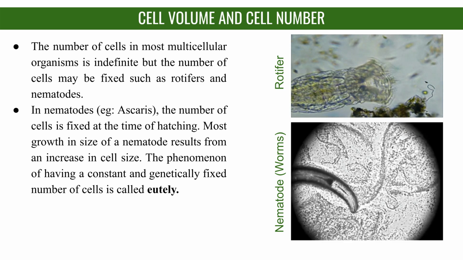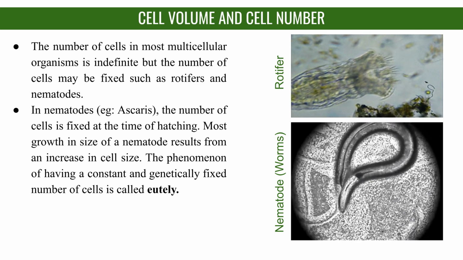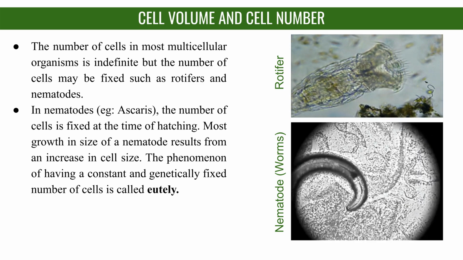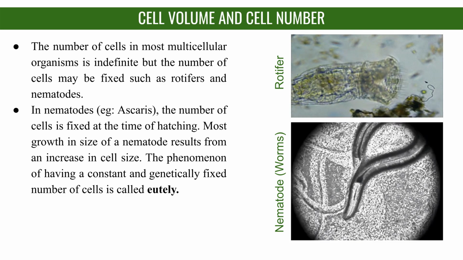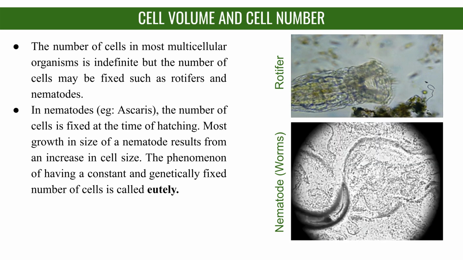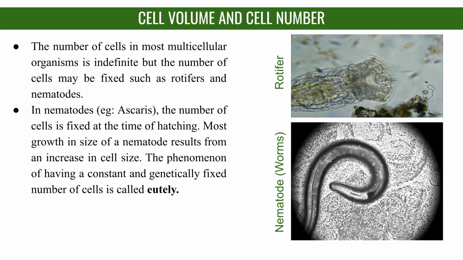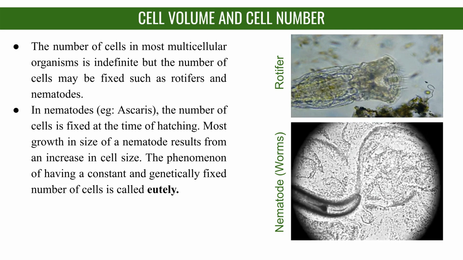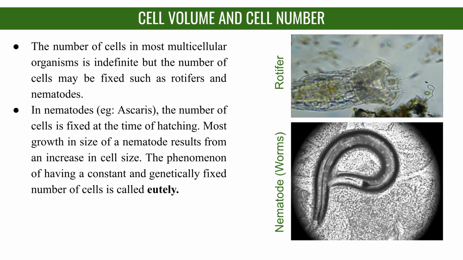While the number of cells is usually indefinite in multicellular organisms, it is fixed in some, like rotifers and nematodes. In nematodes, the cell count is set at hatching, and growth occurs mainly through an increase in cell size. This constant, genetically fixed number of cells is called euteny.